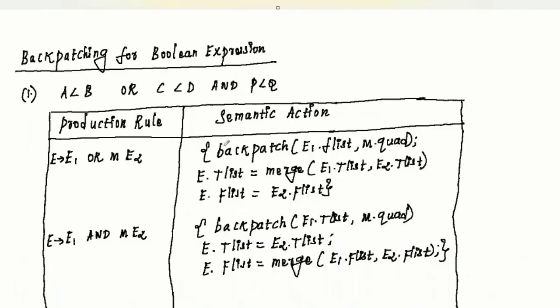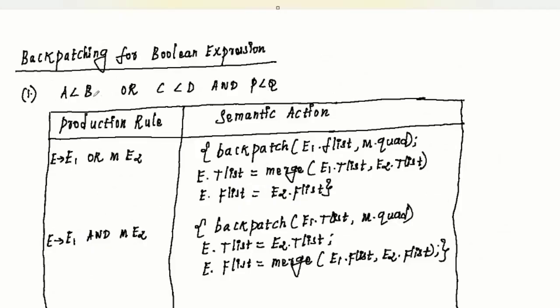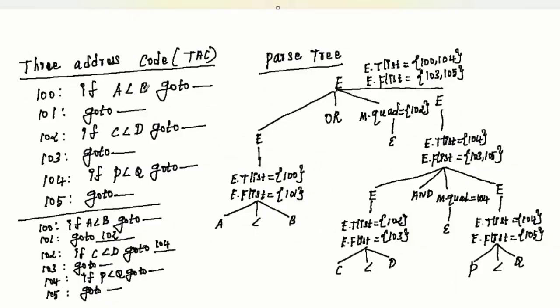In the given expression, compared to the OR operator, AND has higher precedence. Before constructing the annotated parse tree, write the three address code for the expression. In this expression, the conditions are a less than b, c less than d, p less than q. Here, if a less than b, go to. If the condition is true, the statement is executed. In case the condition is false, this line is executed.